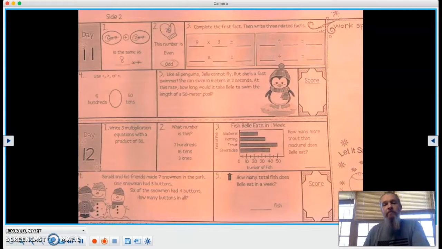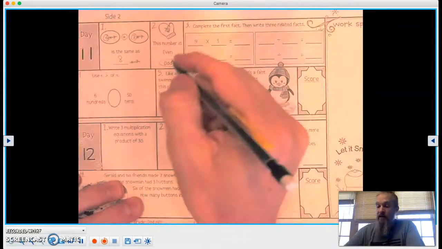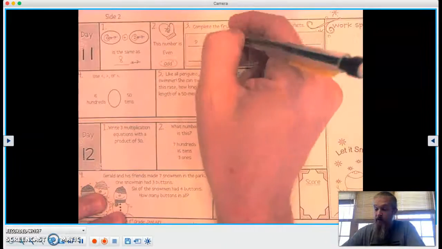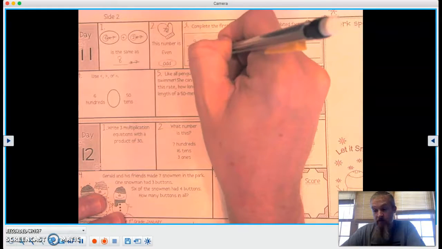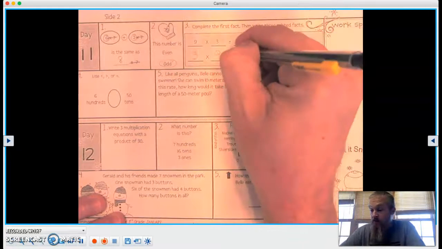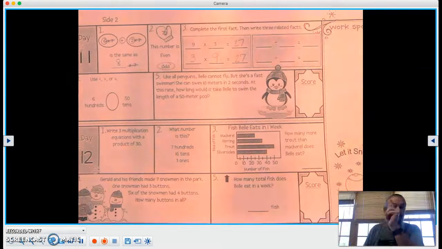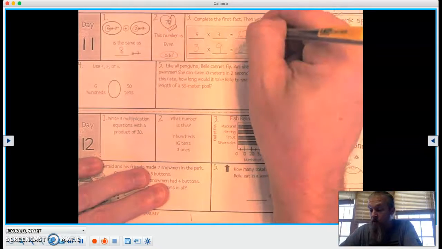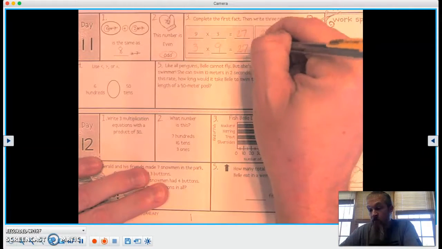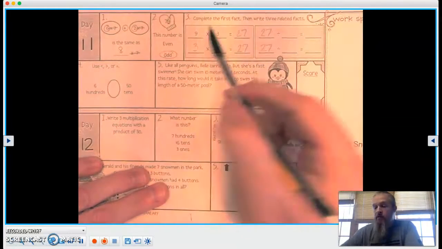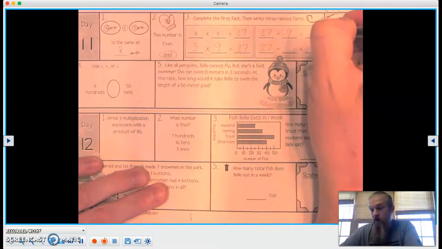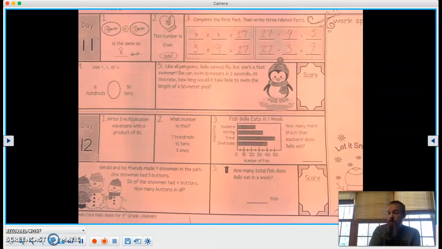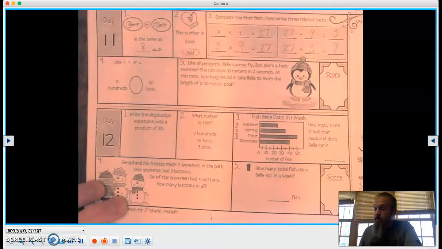So this is an odd number. Complete the first fact, then write the 3 related facts. So we look at 9 times 3. 9 times 3 is 27. And then we flip-flop it. So now, instead of 9 times 3, we have 3 times 9. And that's also 27. And that would be the commutative property of multiplication. So now we're going to flip it and do the division part of that. So we know the big number is 27. And then we're going to still divide by 9 is 3. And divide by 3 is 9. And we know that that is all part of the multiplication division properties for the related facts there.